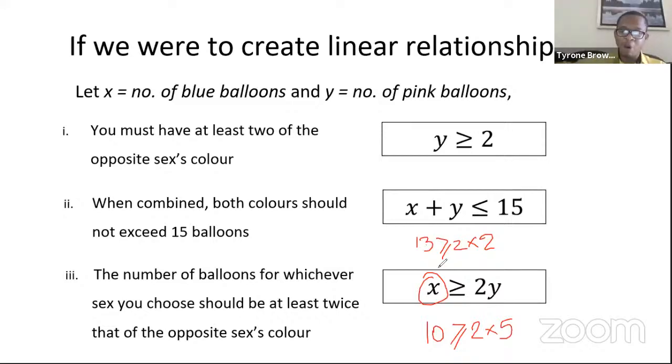Whatever the number of pink balloons, when we multiply that by 2, it should be less than or equal to the amount of blue balloons. That's another way of thinking about it, right? For the amount of blue balloons I have, I know that my minimum is going to be 2 times whatever number of pink balloons. So when we multiply the number of pink balloons by 2, that gives us our minimum. Does that now make sense to meet this condition?